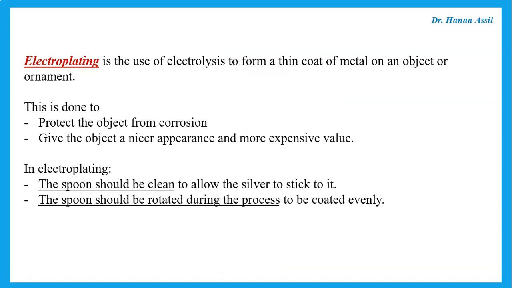So remember that electroplating is the use of electrolysis to cover a metal, an object with another metal. Of course, why do we do electroplating? We said this is to protect the object from corrosion and to give the object a nicer appearance and more expensive value. Of course, more expensive value if I'm trying to cover it with something like silver or gold.